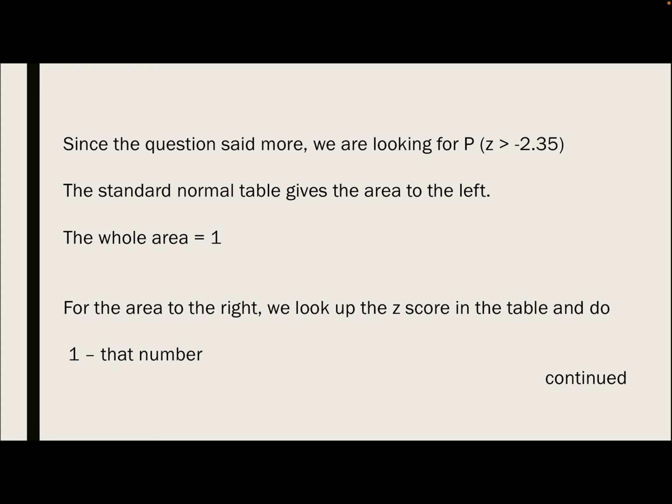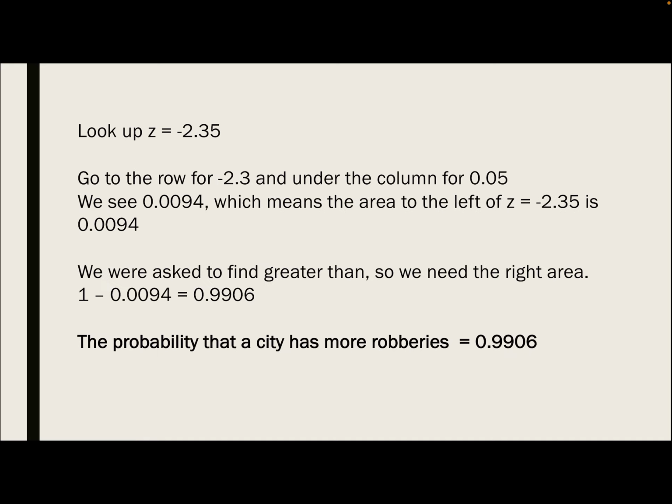Since the question said more, we're looking for the probability z is greater than. Remember, the area in the table is to the left, the whole is the right. The whole area is 1. For the area to the right, we look up the z-score and do 1 minus that number. Look up the z, go to the row and the column, and we see 0.0094. We're asked for greater than, so we need the right area, 1 minus that. The probability that a city has more robberies equals 0.9906.